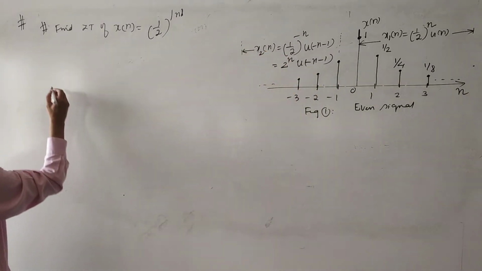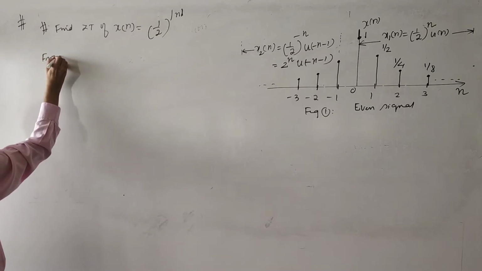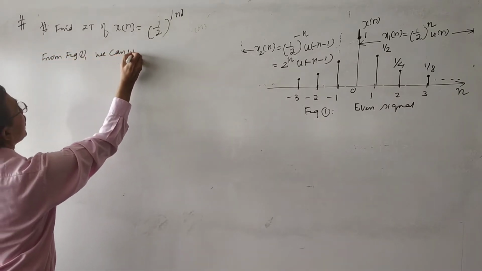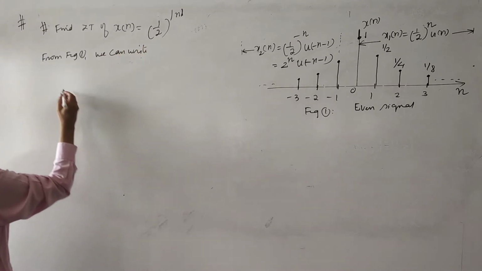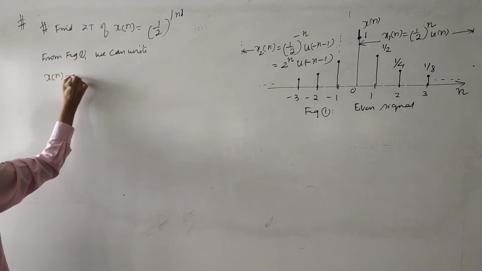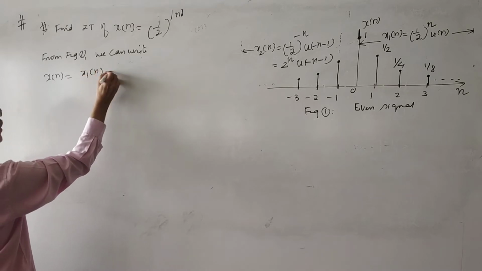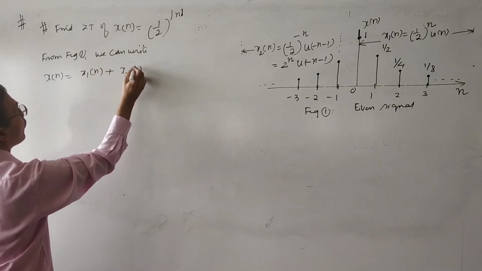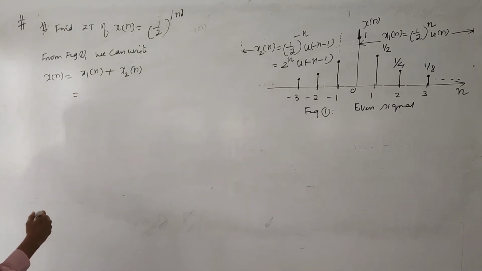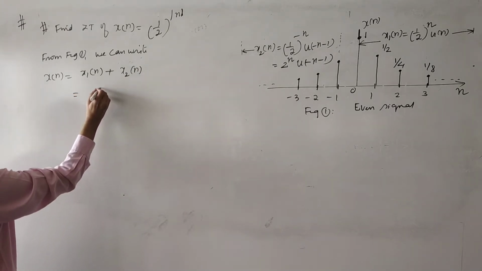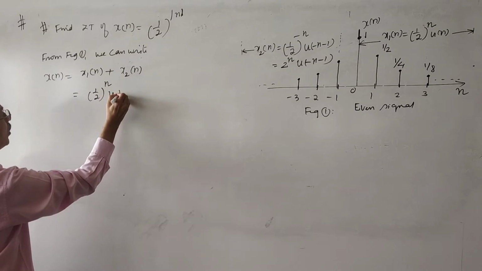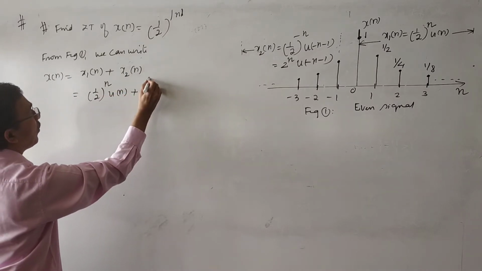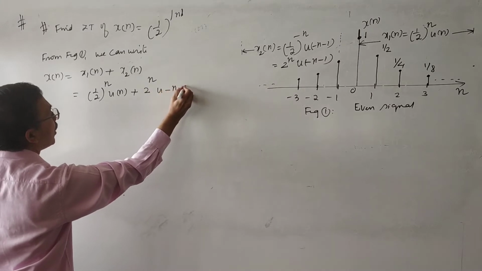From figure 1 we can write x of n is equal to x1 of n plus x2 of n. What is x1 of n? x1 of n is half to the power n into u of n. What is x2 of n? 2 to the power n u of minus n minus 1.